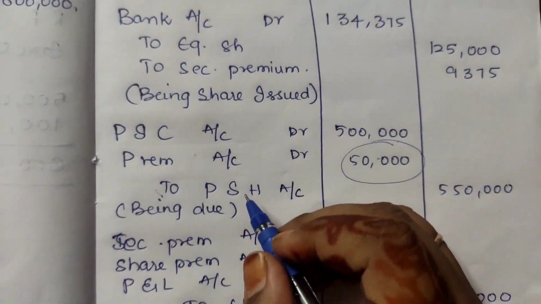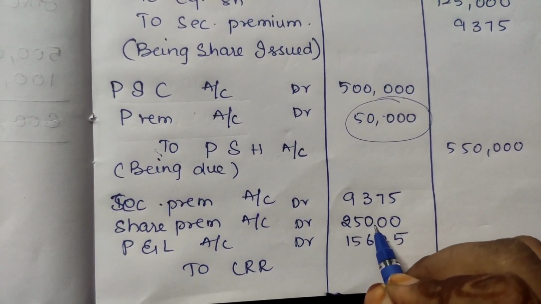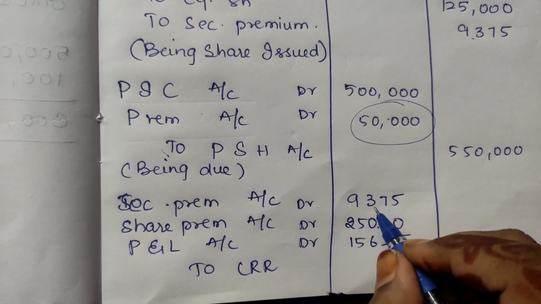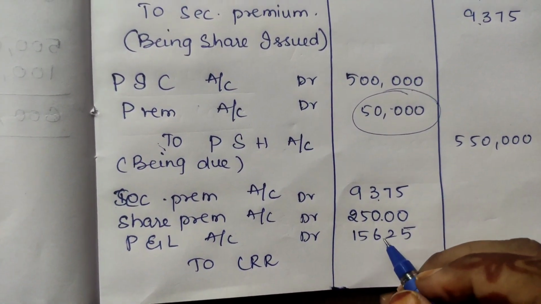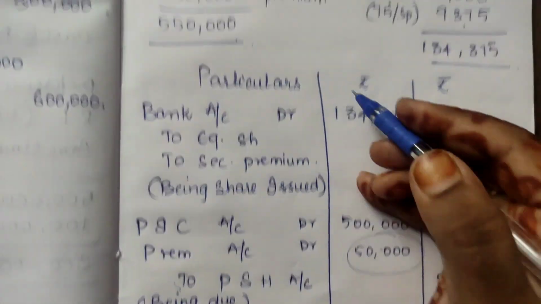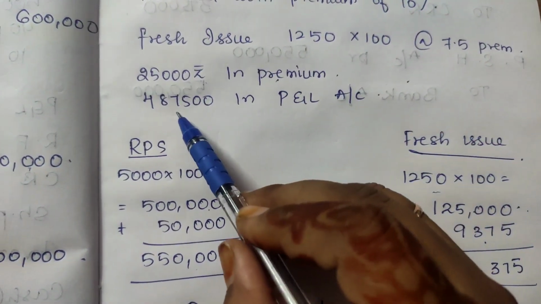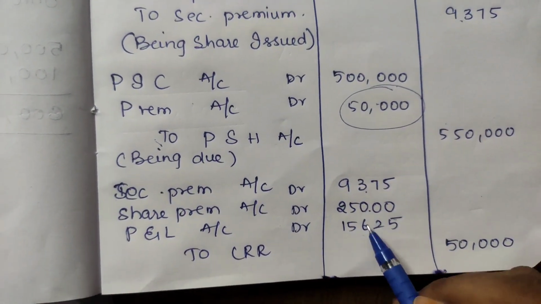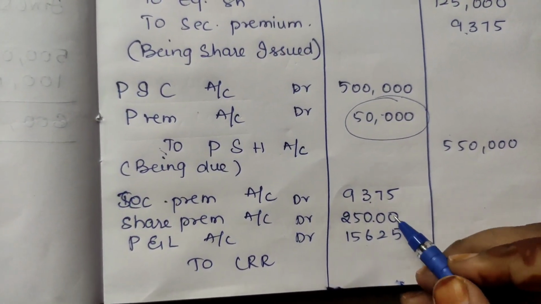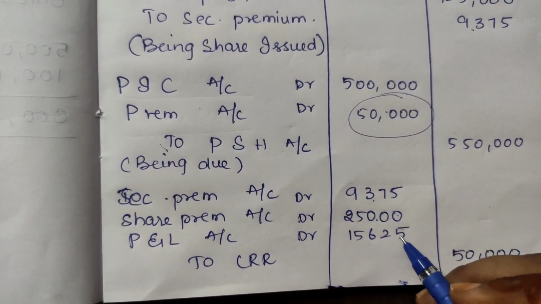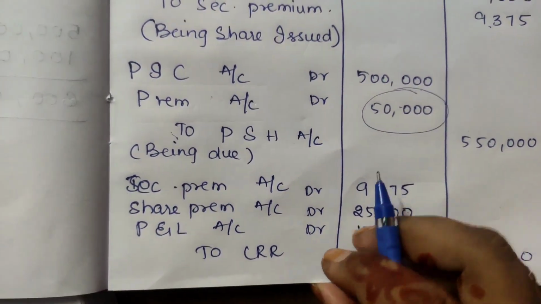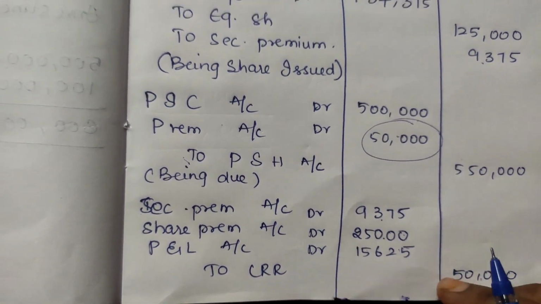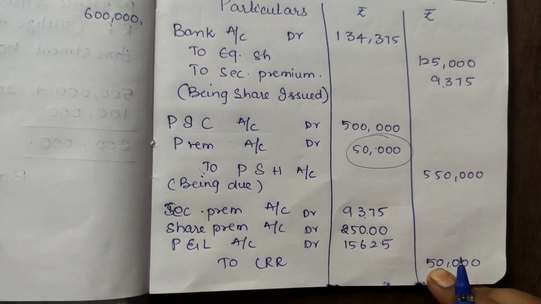So securities premium account 25,000 and this share premium account, which is 9,375. The rest we are going to take from the profit and loss account, because it has a very sufficient balance. From here we have taken this balance: 50,000 minus 25,000 and 9,375. The difference, this money, we are going to take from the profit and loss account. This will transfer to CRR. By this we have adjusted for the securities premium.